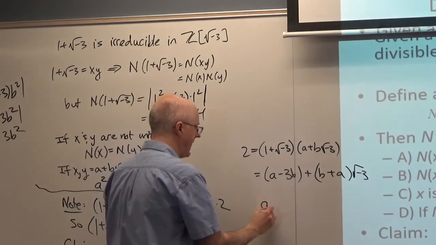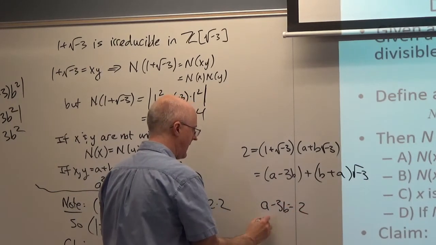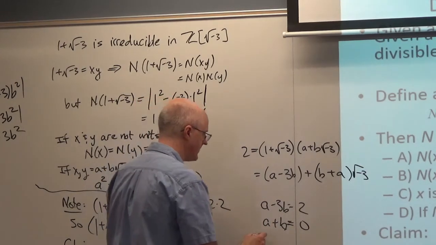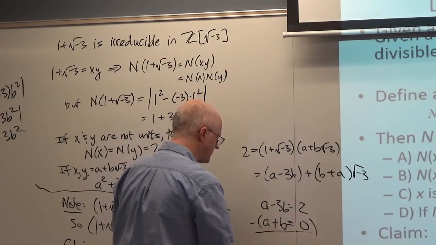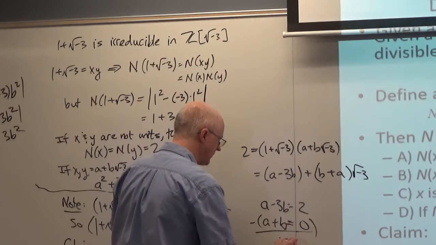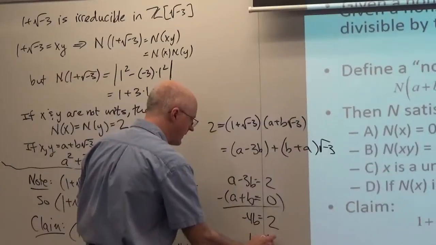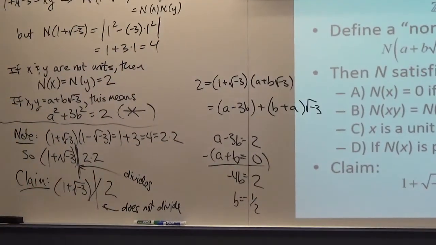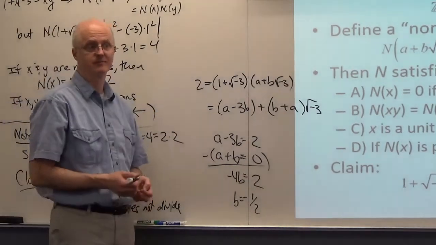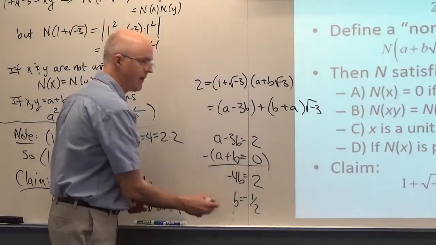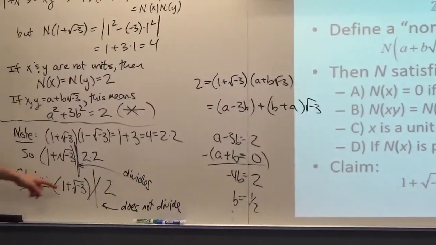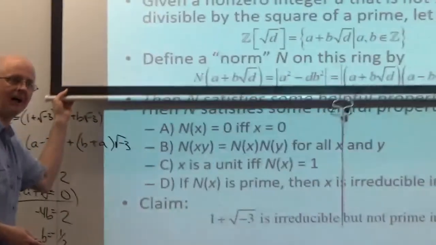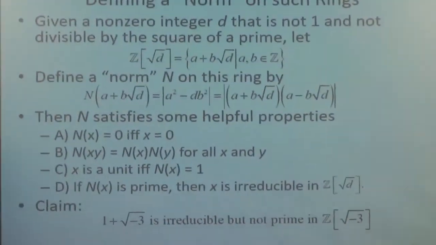If this is going to be true, then a minus 3b would equal 2, and a plus b would equal 0. But this has no integer solutions. That technically should be verified. You can subtract one equation from the other to cancel the a's. You get negative 4b equals 2. So b would have to be negative 1/2, not an integer. And a would not be an integer solution either. This has no solutions of a and b that are integers. Okay? And that would be a contradiction. So this claim is true. So this thing is irreducible, but not prime. They are distinct concepts in general, in integral domains.